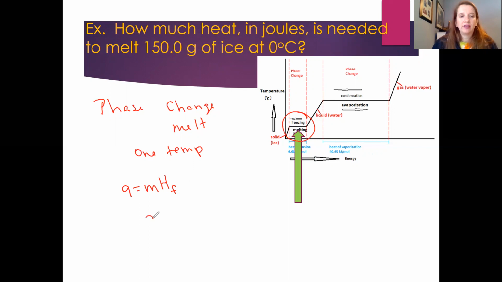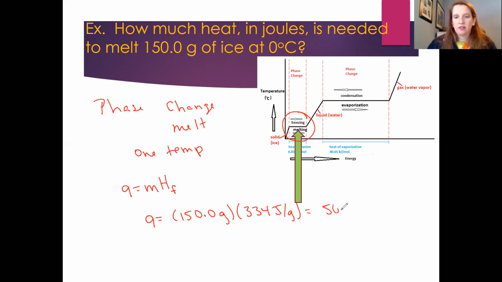So then we just plug everything in to solve for our Q. So Q equals 150.0 grams of ice. We have no specific heat, no temperature change this time, and our heat of fusion for water is 334 joules per gram. So then when we calculate it, we have 150 times 334. So that should be 50,100, and we have enough sig figs.